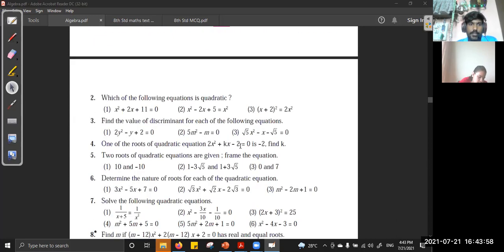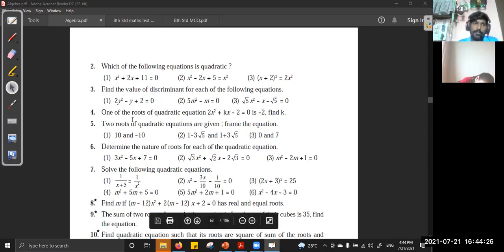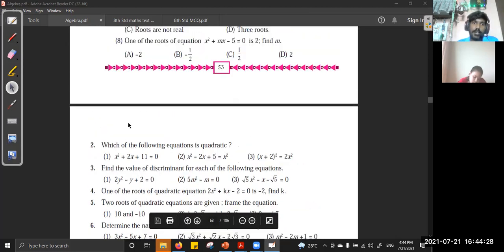Okay, so third one, find the value of the discriminant. That means you have to find the value of b square minus 4ac. In each of the quadratic equations, you find out a, b, c and substitute it in the formula b square minus 4ac. You can do that for homework. Fourth one also you can do for homework, because the fourth one is exactly the same as the 8th MCQ. Total 9.